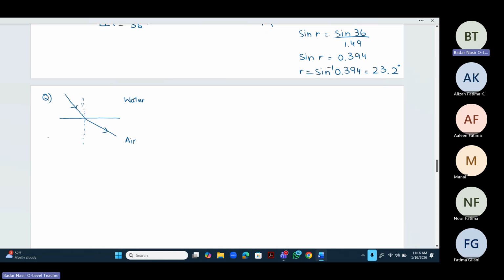So this is an angle of 54, and let's say this angle is, let me mark it as 56. Now we have to calculate, part 1, its refractive index, and part 2, its critical angle.